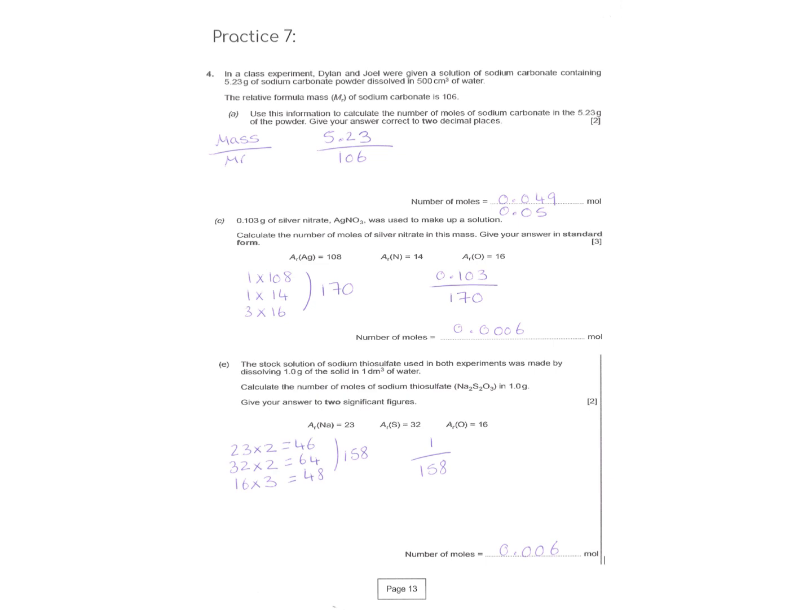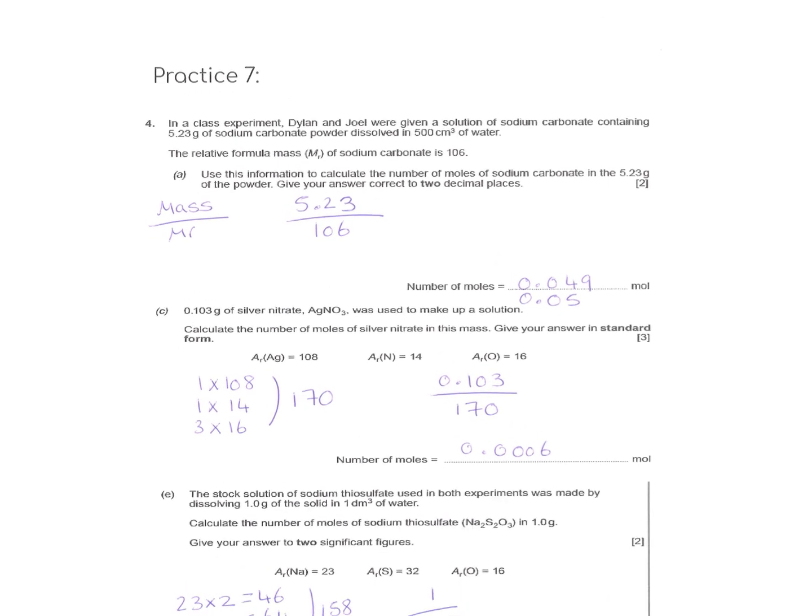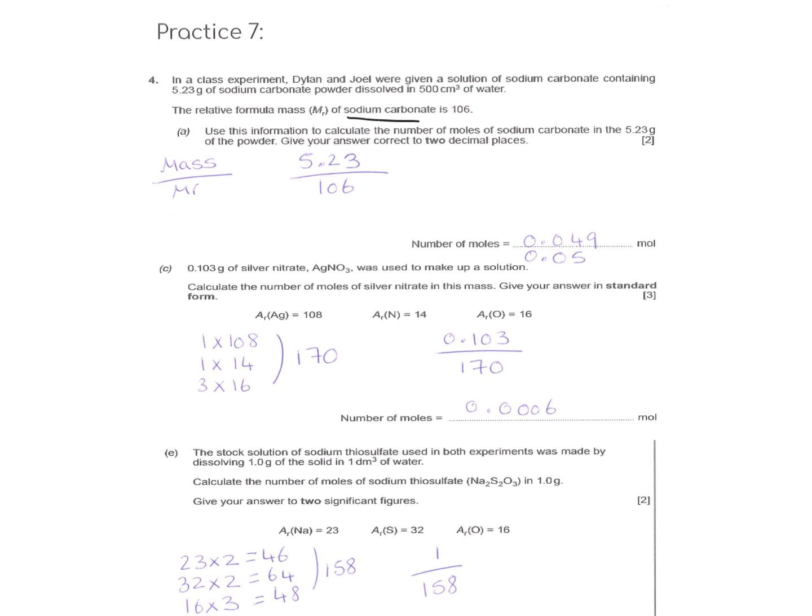And then the final question is a moles question. Okay, first off, they gave you the MR of sodium carbonate, and then they said how many moles if you've got 5.23. So you do the mass over MR. Remember, think of your equation, mass standing over MR, mole. Cover up mole, because that's what we want. So we're going to do mass over MR. They've given you the MR, they've given you the mass.